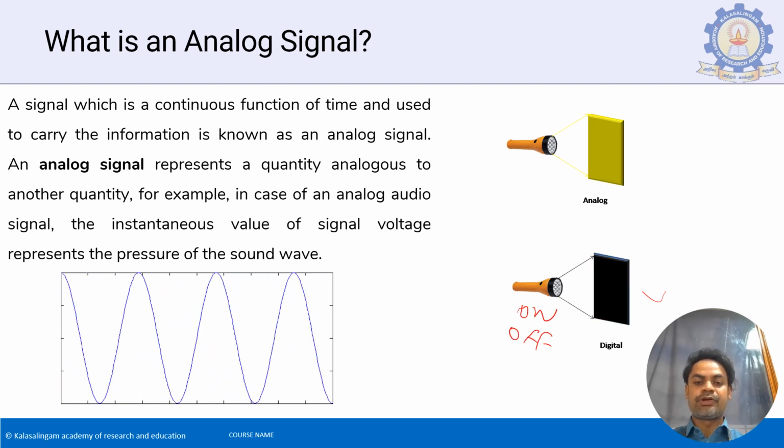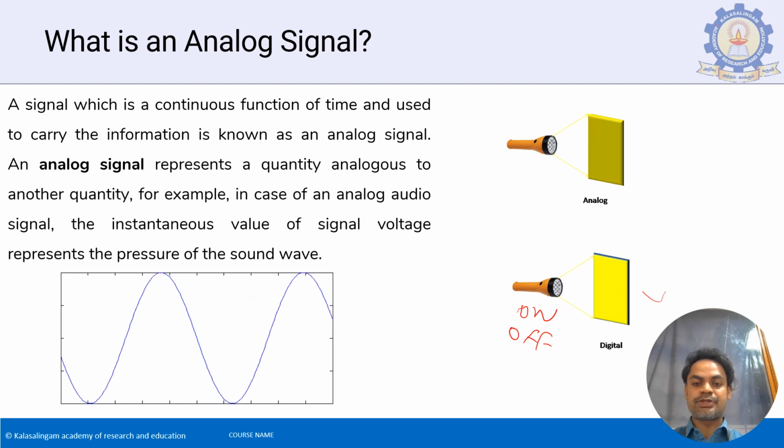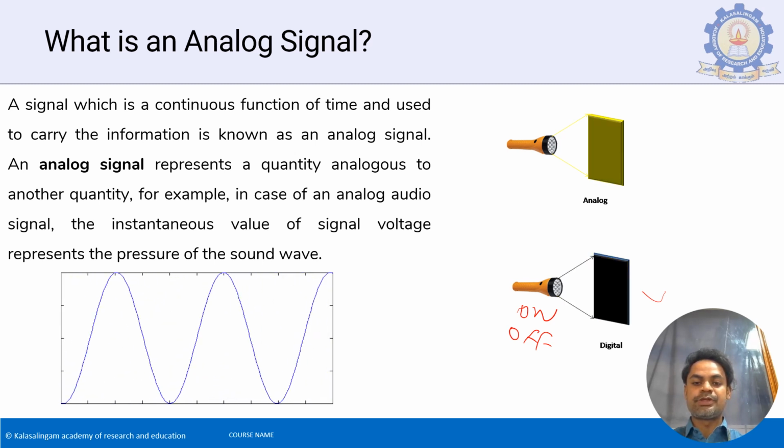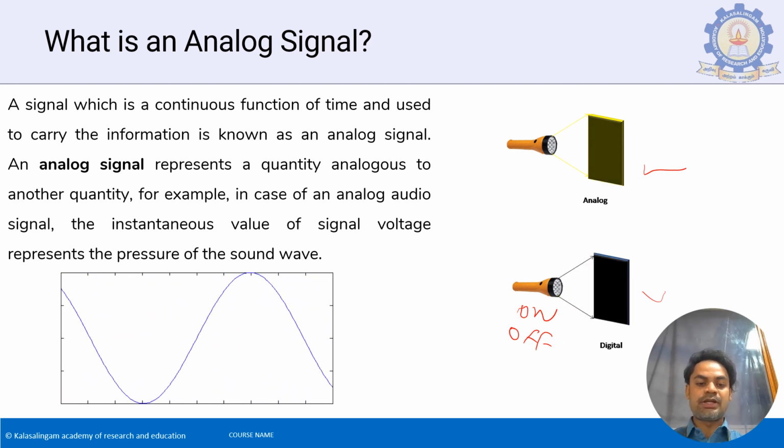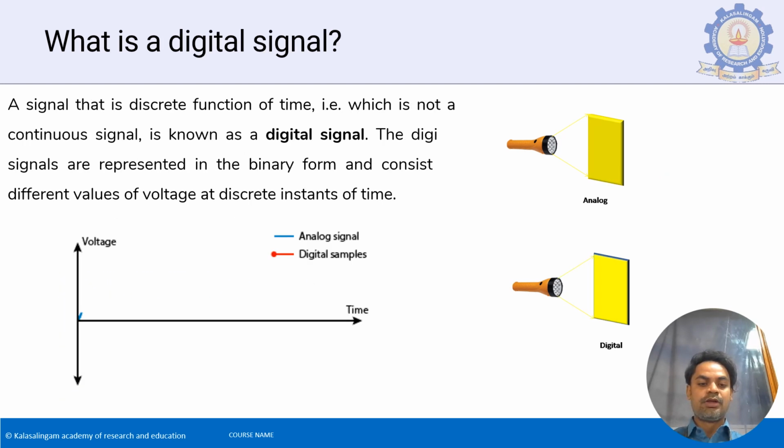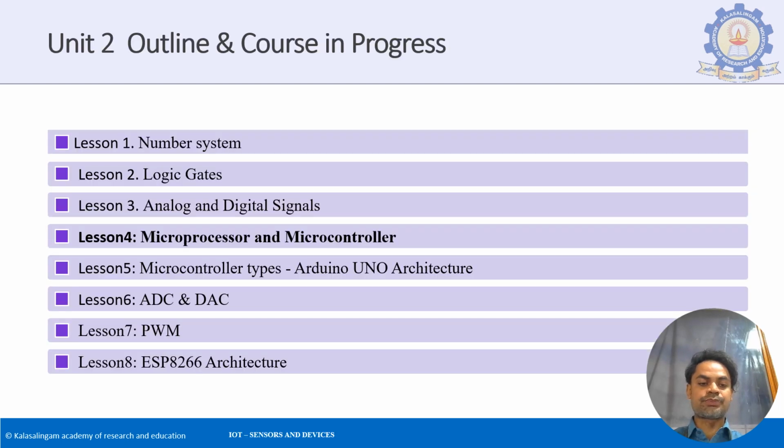Only two states. But when it comes to analog, you can see that there is variation in the brightness of this yellow color, which means that it is not only 0 and 1, there are values in between. So these values in between is what you call analog, whereas if there is only one set of values, that is what you call digital. So that is what we also call discrete. It is being broken into values.